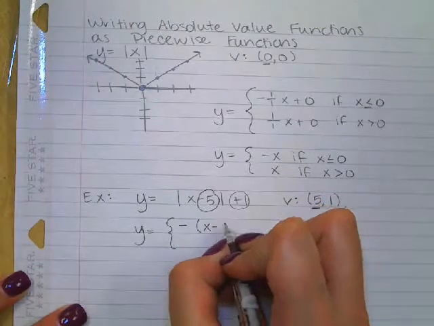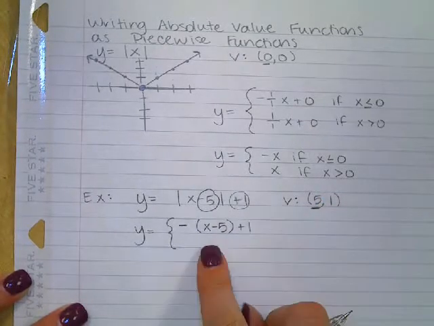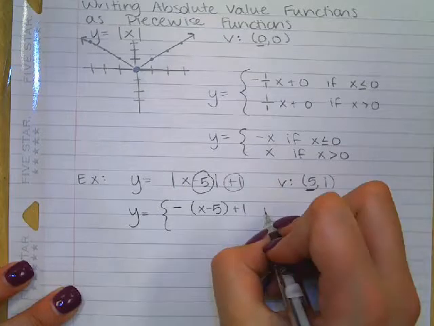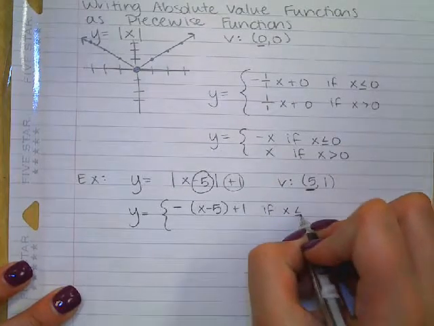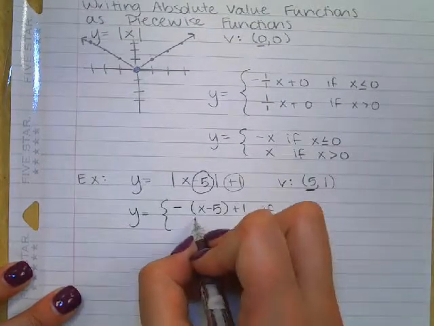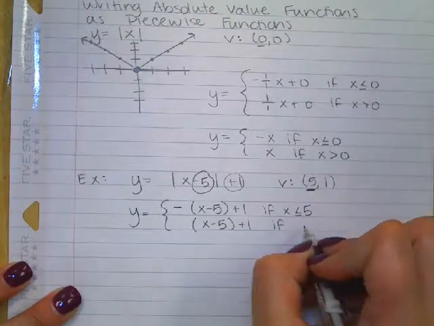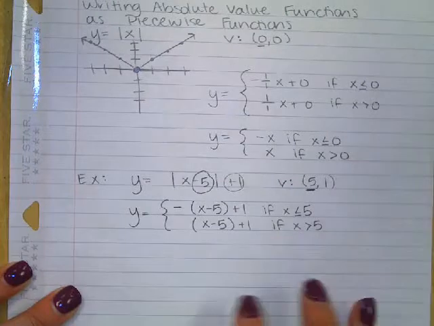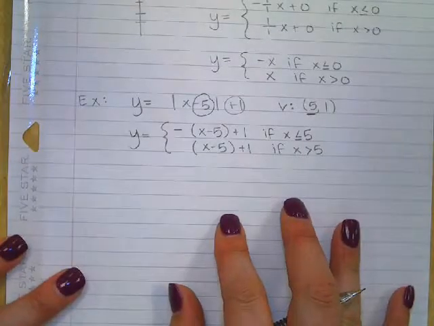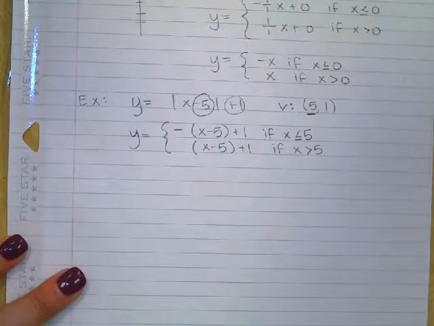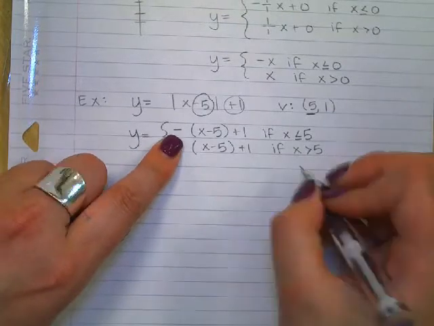And so when we write this as a piecewise function, we would say I'm going to use the negative version of the absolute value if x is less than or equal to 5, and I'm going to use the positive version if x is greater than 5. And then I'm going to go ahead and simplify that. So I'll do my work off to the side here.